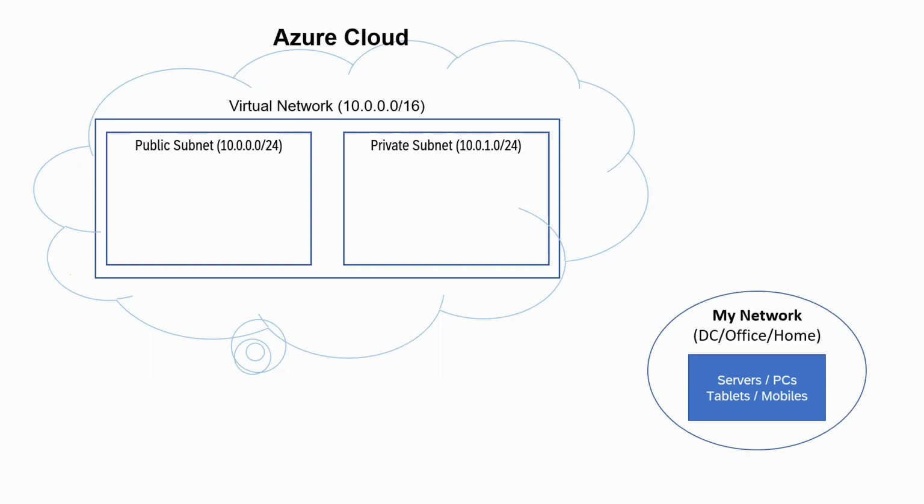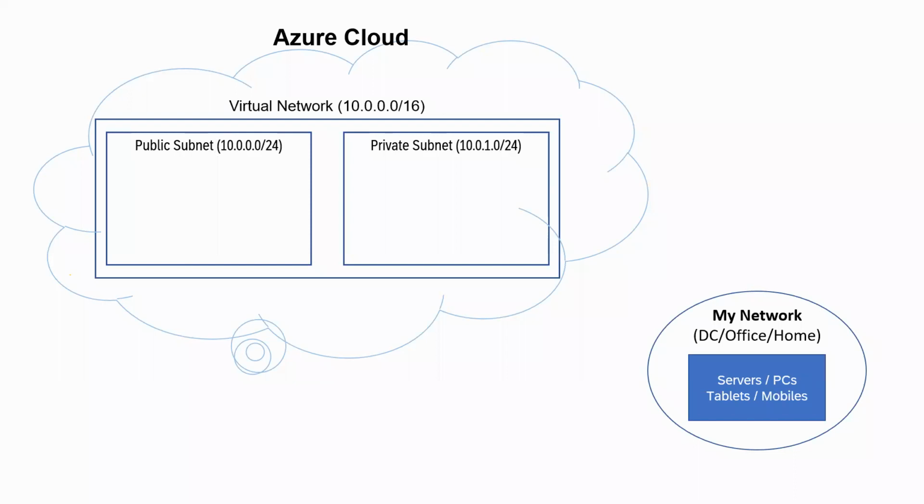One is the first subnet, and you have designated its role as your public subnet, and the second subnet is your private subnet. The public subnet has the IP address of 10.0.0.0/24. This is your subnet address, and the subnet address of your private subnet is 10.0.1.0/24. So you have two subnets under your virtual network.